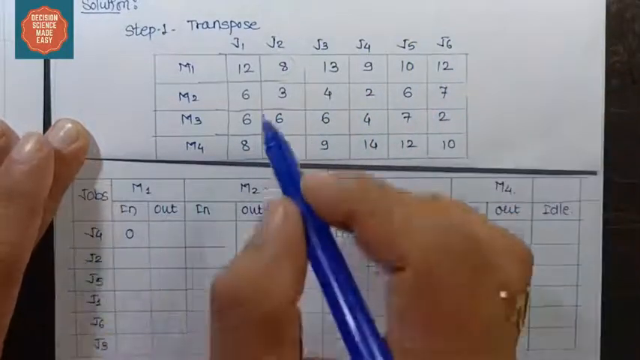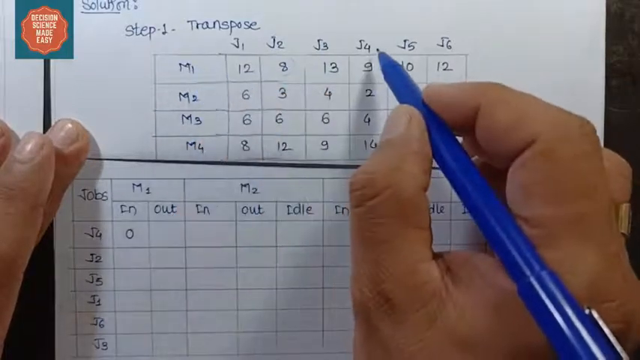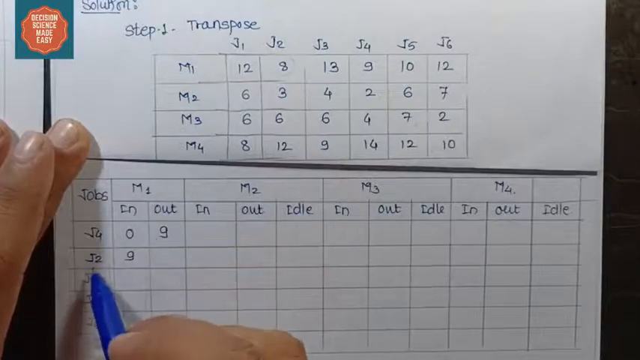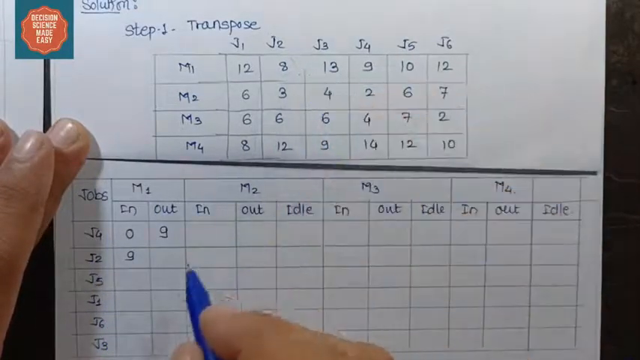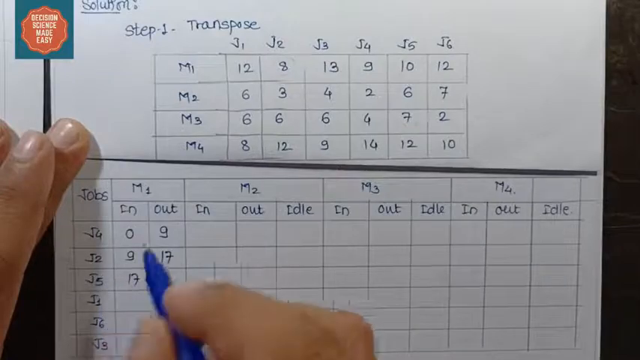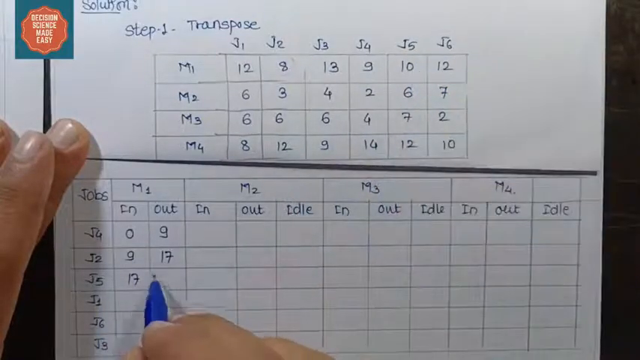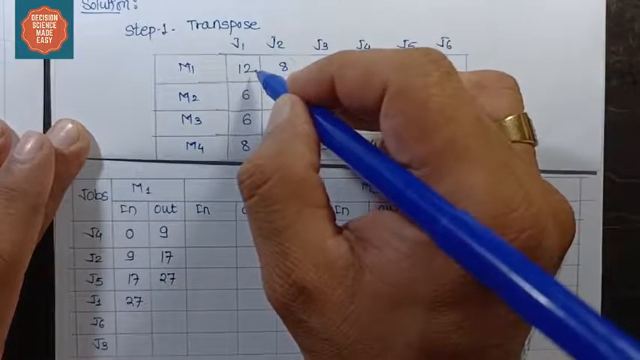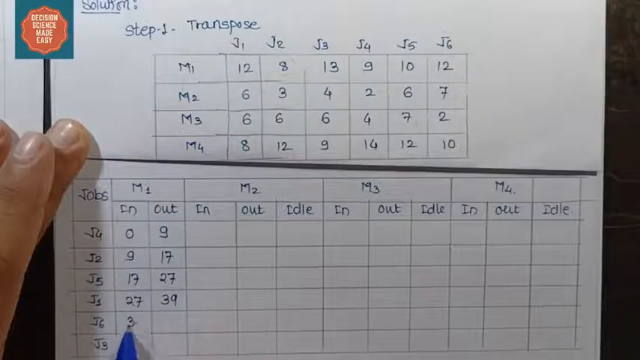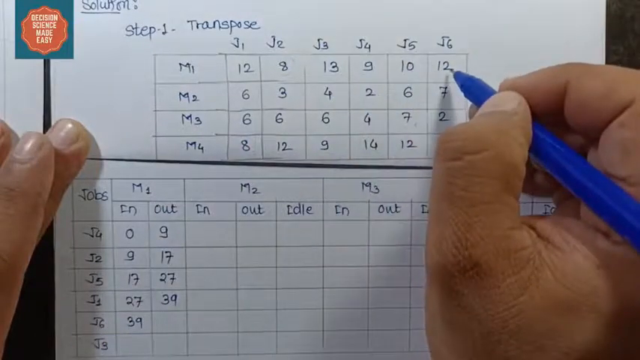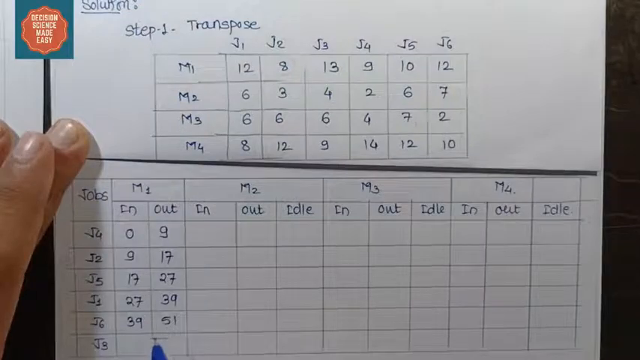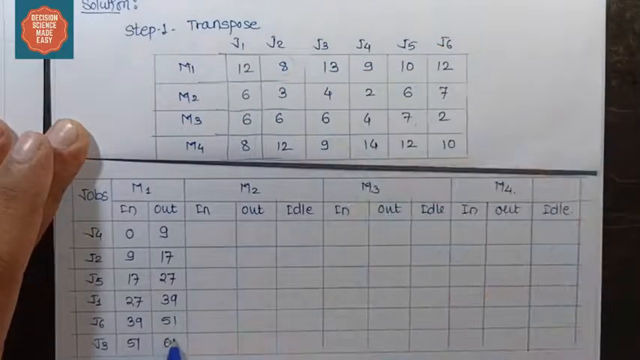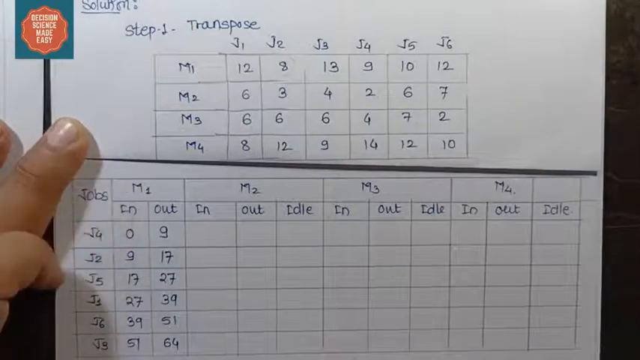So the J4 value for machine M1 is 9, so the out time will be 9. Immediately it will start the next job. J2 is 8, so it is 17. J5 is 10, so it will be 27. J1 is nothing but 12, so this will be 39. J6 is 12, so it will be 51. And J3 is 13, so it will be 64. So these are the in and out values for machine M1.